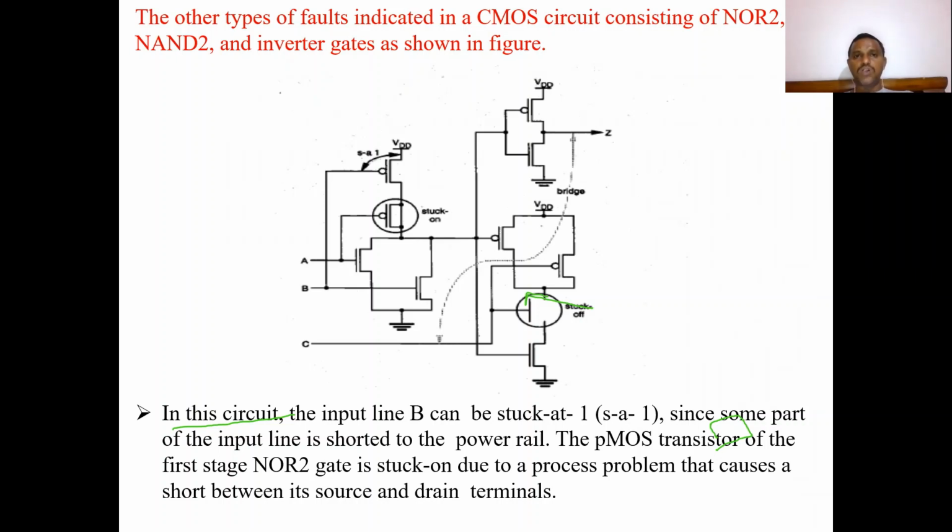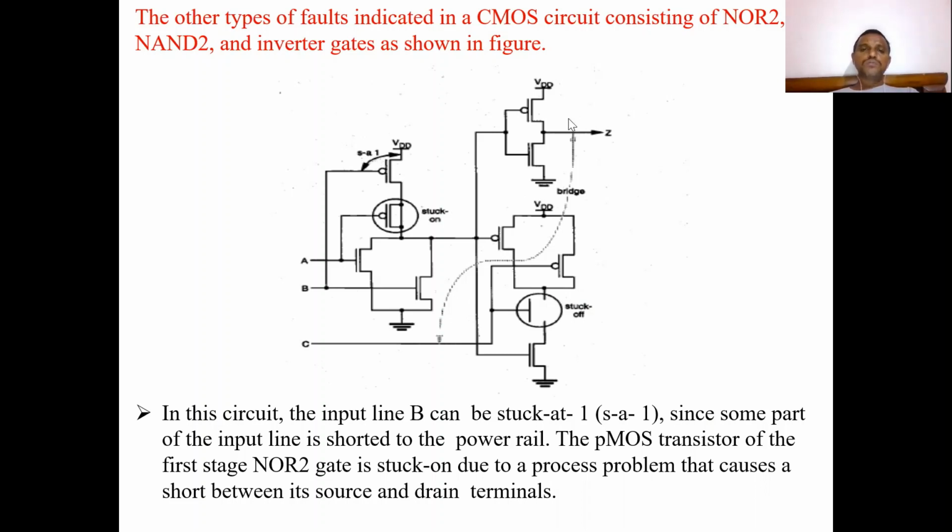The other types of faults indicated in a CMOS circuit consisting of NOR2, NAND2 and inverter gates. Here those three gates are placed like this. I have connected the NOR gate, NAND gate and inverter to explain the different faults that are present here. So this one is called the NOR gate, this one is called the NAND gate, and this one is called the inverter gate. Now, how will this happen? What are the different faults we will get? We will see here.